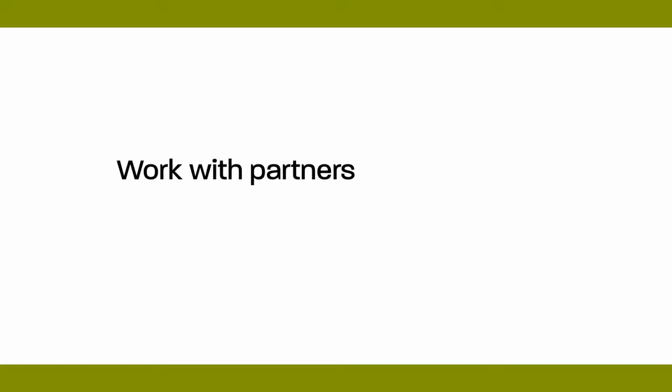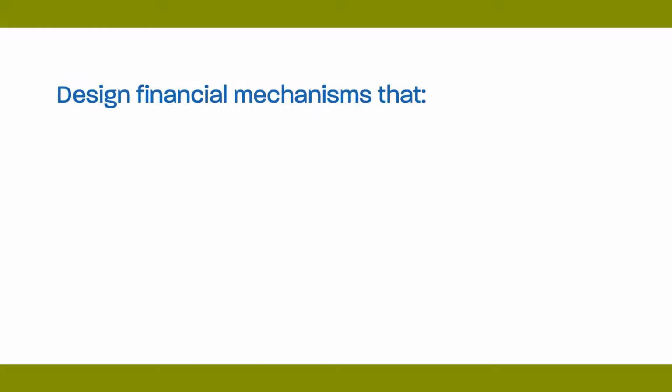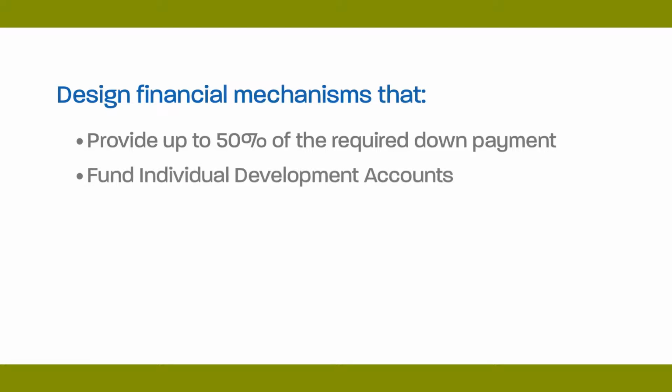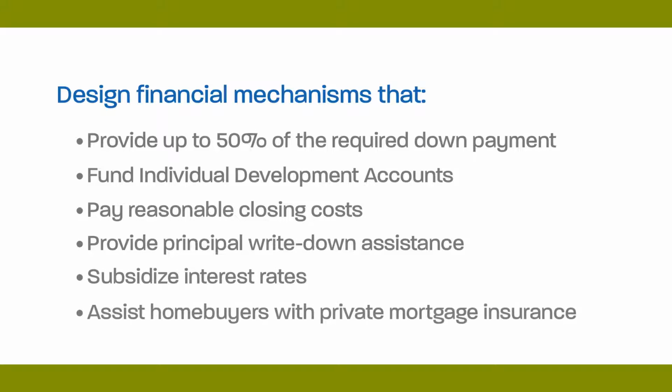Work with potential buyers, housing counseling agencies, lenders, and real estate agents to understand the barriers to home ownership in your community. Then, with their input, design financial mechanisms to address them. You can provide up to 50% of the required down payment, fund individual development accounts to build funds for down payment, pay reasonable closing costs, provide principal write-down assistance, subsidize interest rates, and assist home buyers with private mortgage insurance.